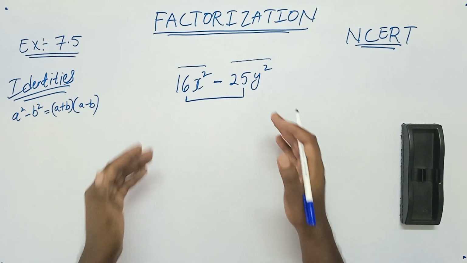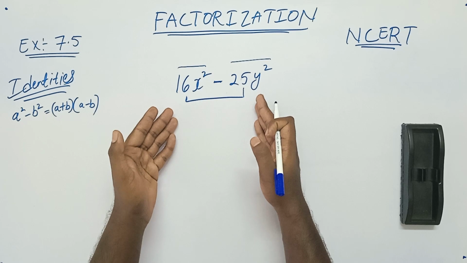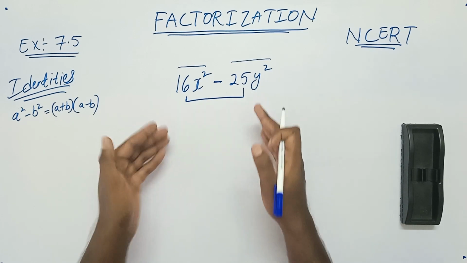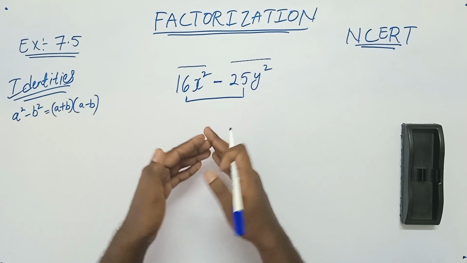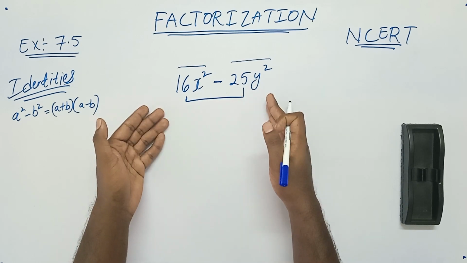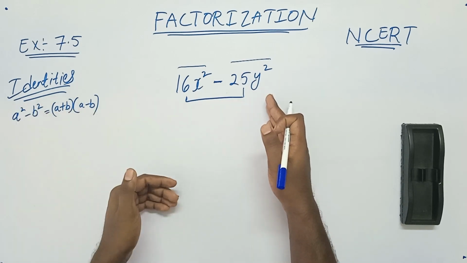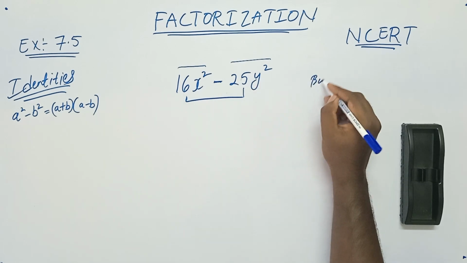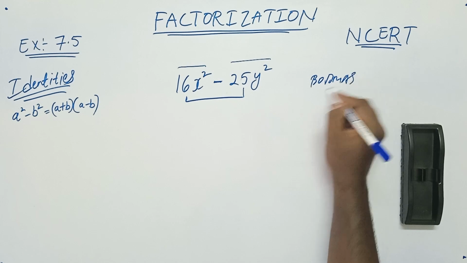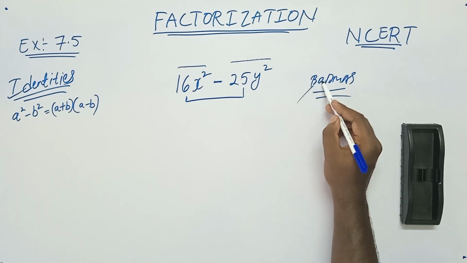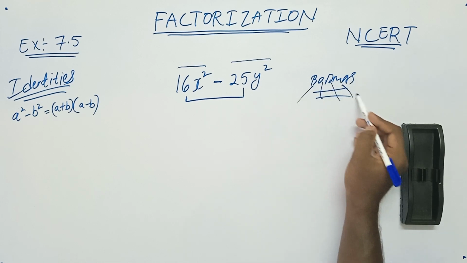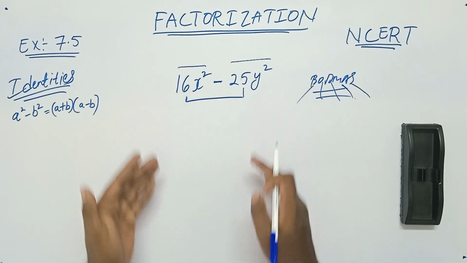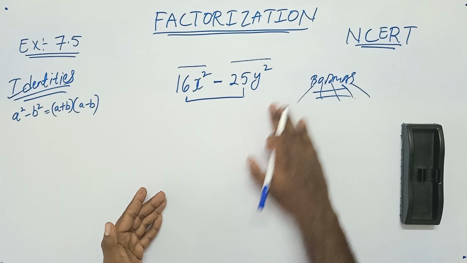See friends, when we are factorizing an expression, we are just finding the factors by using a favorable condition and by comparing, or by using identities. So here we are not simplifying, right? We are not simplifying by BODMAS, that means bracket, order, division, multiplication. It's not like that. We are just finding the factors of a given expression, right?